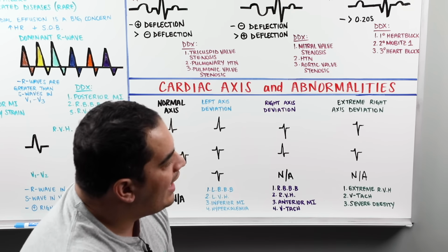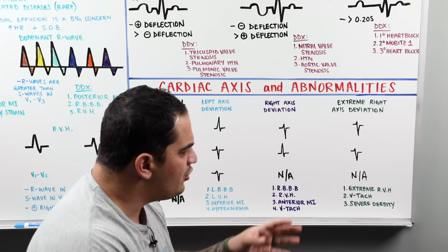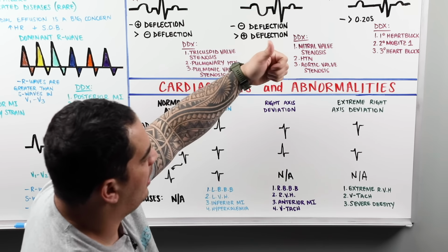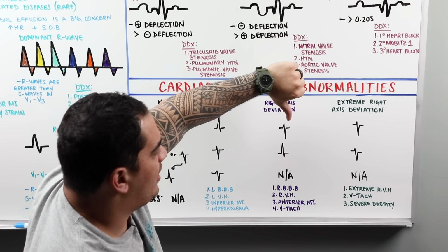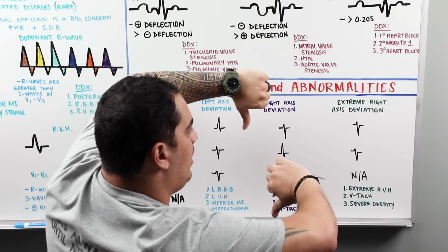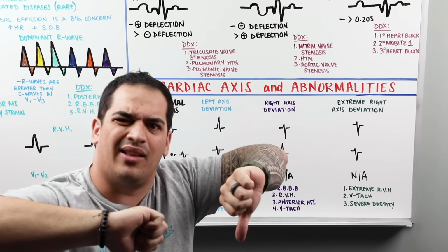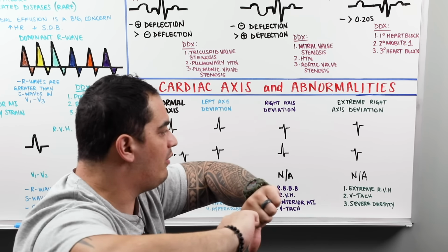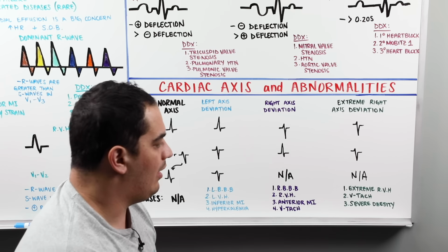All right, extreme right axis deviation. Again, use your thumbs here. Lead 1, what's it looking like? Well, there's a primary negative deflection of the S wave. AVF, primary negative deflection of the S wave. Both thumbs are down. Wow, that's pretty extreme, right? So that is extreme right axis deviation. When both of them are pointing down, don't worry about lead 2.